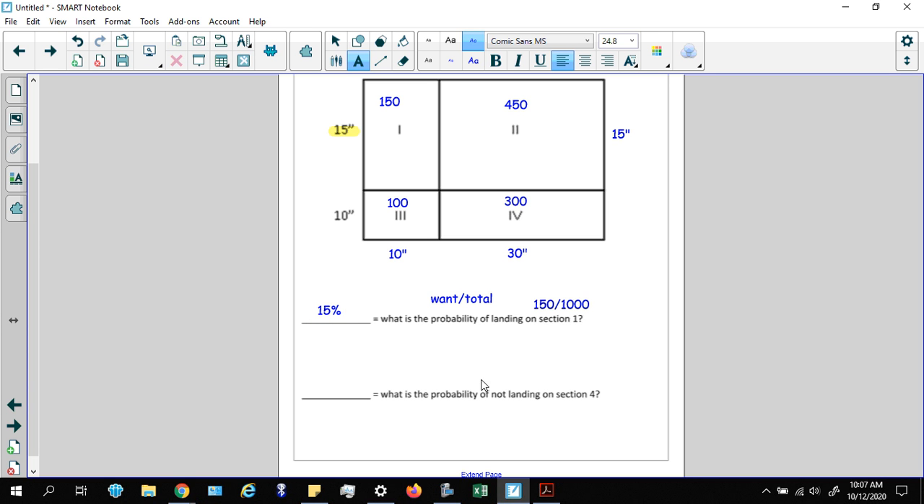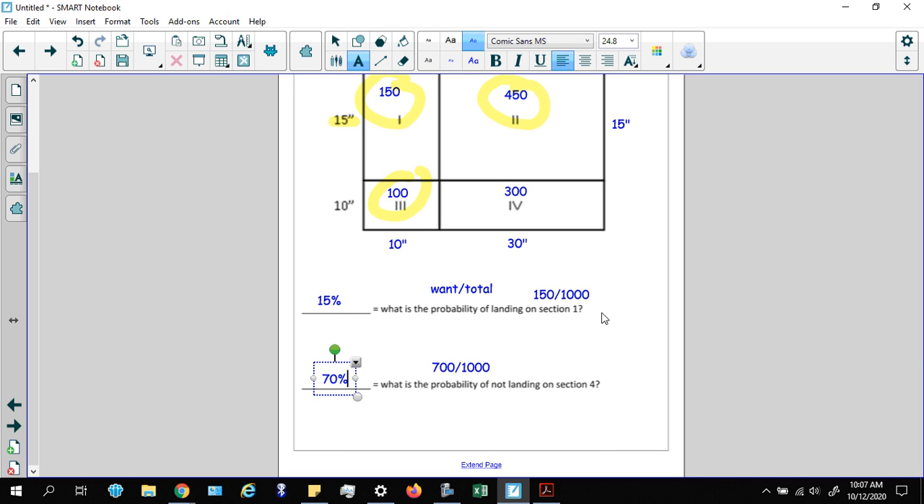Now, what is the probability of not landing on section 4? Not landing on section 4 means landing on section 1 is okay, 2 is okay, 3 is okay. When I add all that up, it ends up being 700. That's what I want, 700 square inches divided by the total, which is 1,000. When you do the math and convert it, it is 70%.